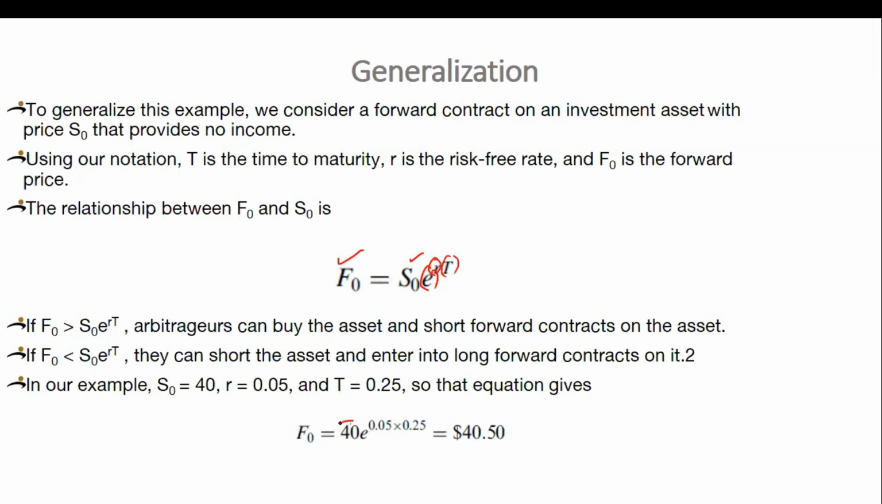So $40 is your stock price, right? 5% is the interest rate. 0.25 is 1 quarter, that is 3 months out of 1 year. So forward price should be 40.5.